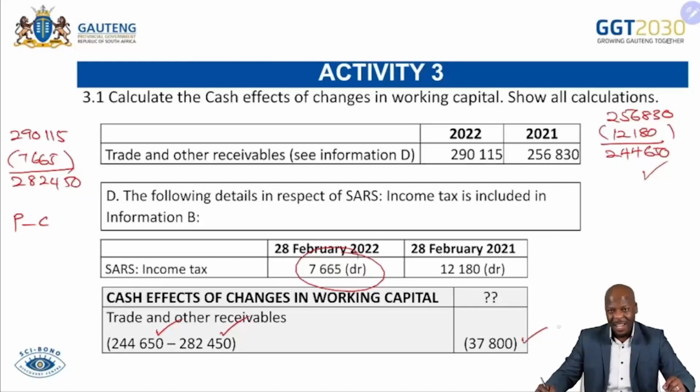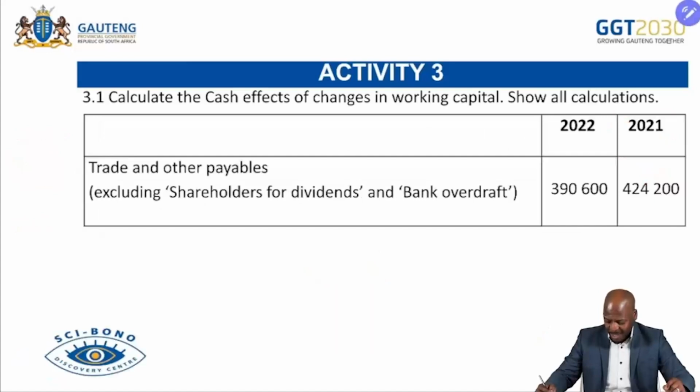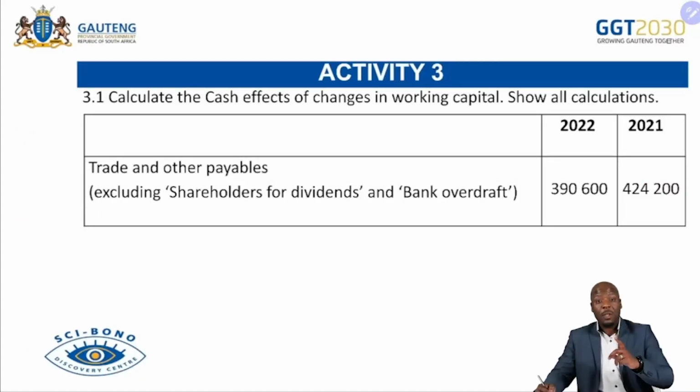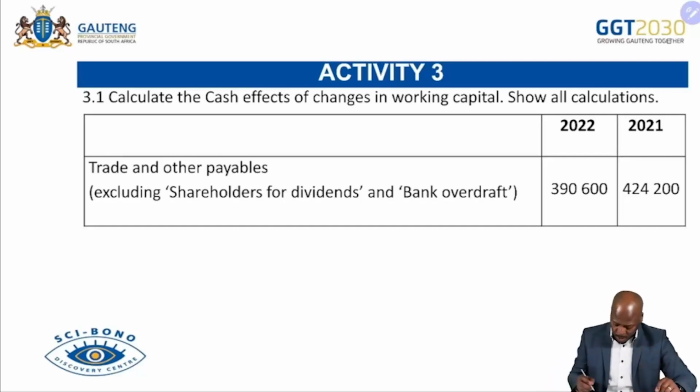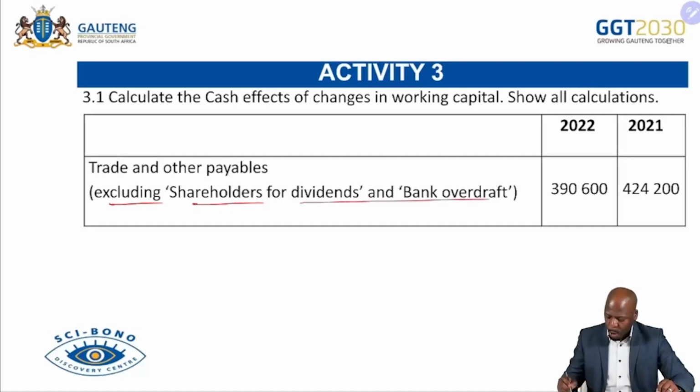Yes. Okay. Now, let's quickly go on to the last aspect and then we wrap up this particular question. I want to do a cash flow statement with you. So please stay tuned. There's a cash flow statement coming. And then it says, calculate the cash effects of the changes in working capital and then trade and other payables. Here's the interesting aspect. This excludes shareholders for dividends and bank overdraft. So this one was a walkover.